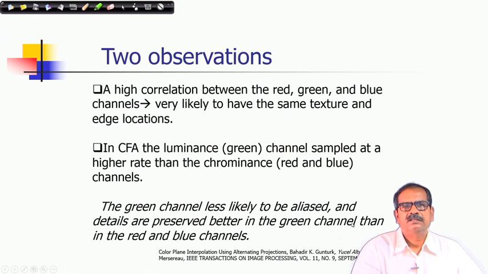These are some of the advantages of having a higher sampling rate in the green channel, because we are very sensitive to the green component of the color. Our vision system is very sensitive to that component. So, we would like to have a higher quality of reconstruction of the green channel, and that is why its sampling rate is high. It is less likely to be aliased, and its details are preserved better in this channel than in the other two chroma channels.